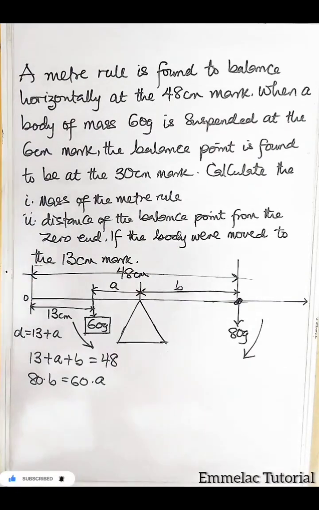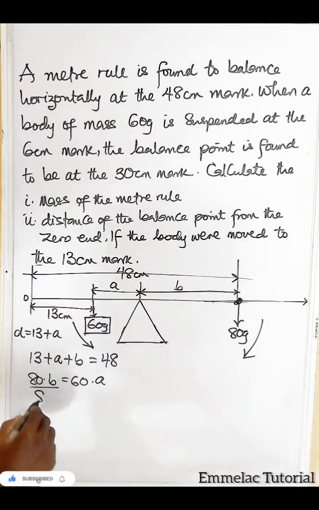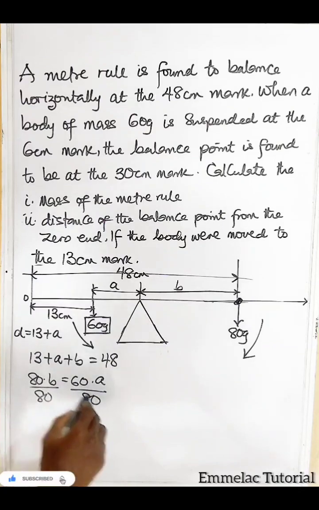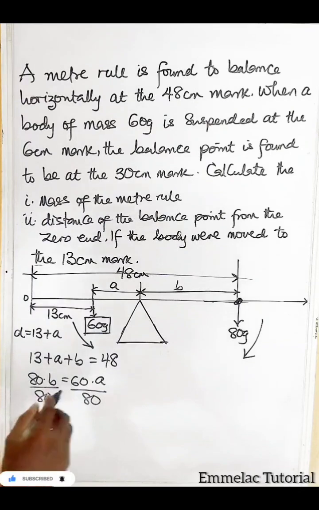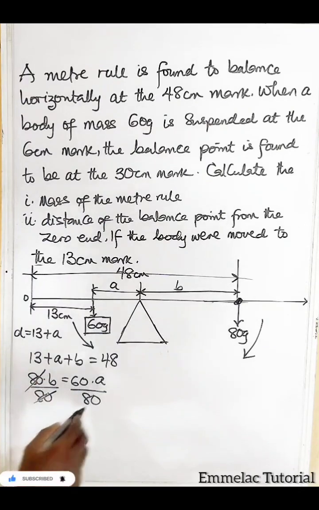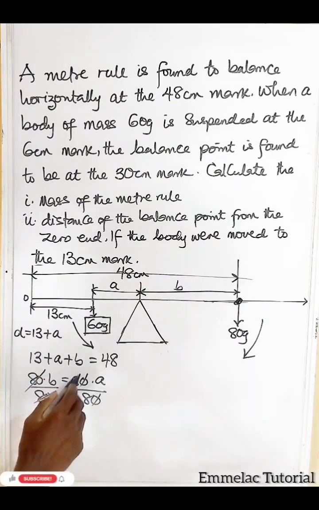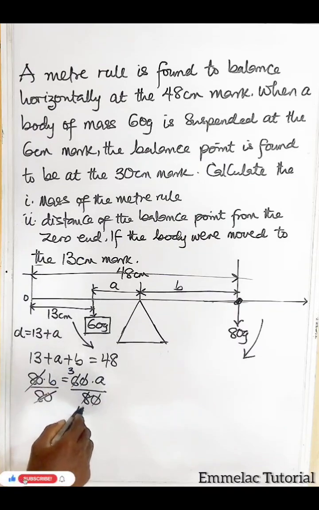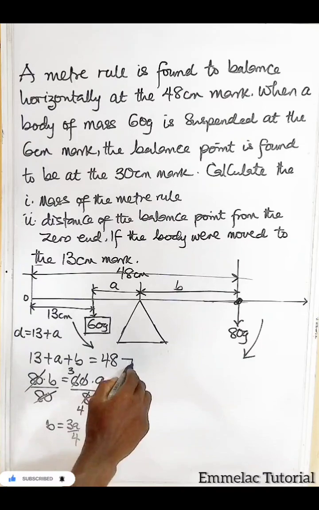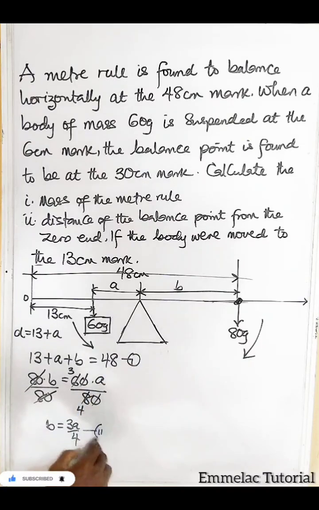So since we are looking for A here, let us make B the subject of the formula, dividing both sides by 80. Here we eliminate 80 and the 0. 2 here is 3, 2 here is 4. So here we have B equals 3A all over 4. Let's say this is equation 1 and this is equation 2.